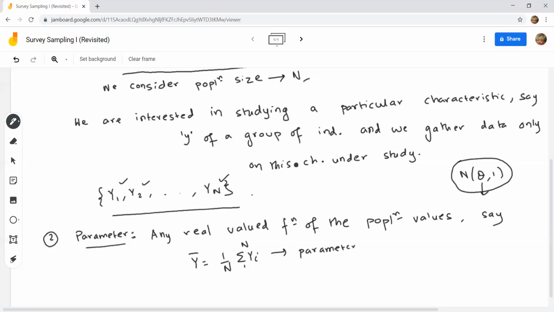Also, you can give another example, like you can consider the population range, y order capital N minus y order 1. That is the highest and the least values in the population. So these are also depending on the population entities. So this is also a parameter.